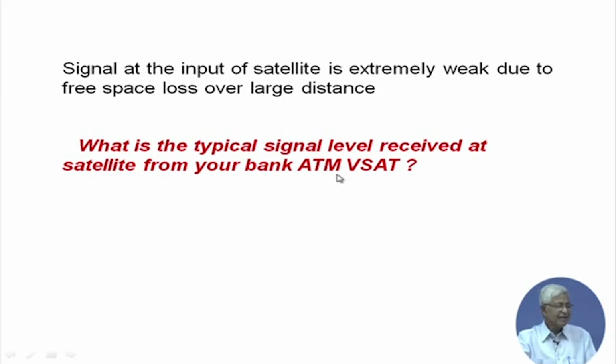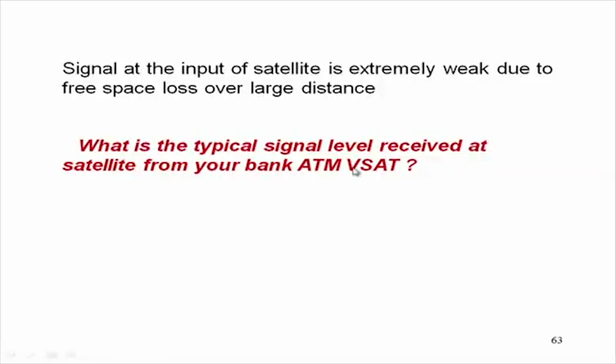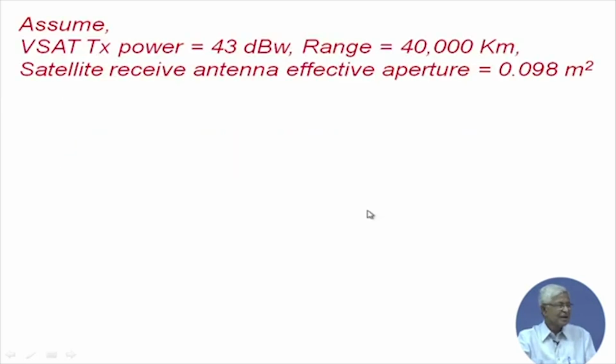You have seen bank ATMs, and near the ATM, either on the rooftop or somewhere nearby, you will find a small antenna which is looking towards the south, and that is called a very small aperture terminal, VSAT. We will try to learn about VSAT later when we talk about the ground system. Right now, let us see a typical signal level received at the satellite from your VSAT, the bank ATM. Let us take some numbers.